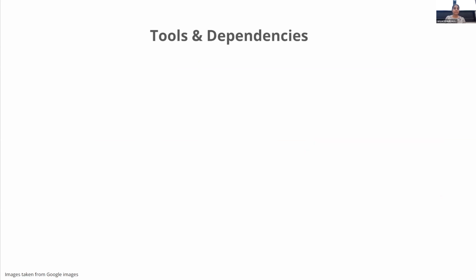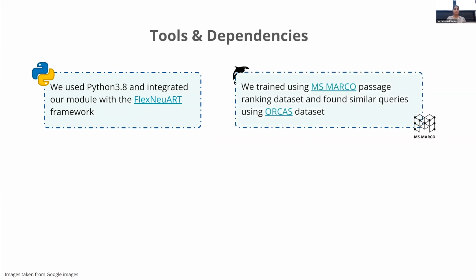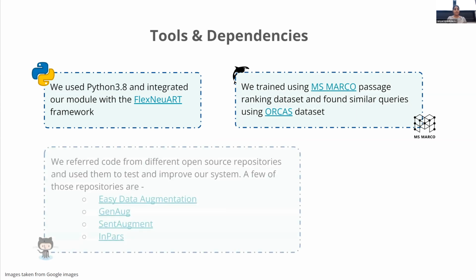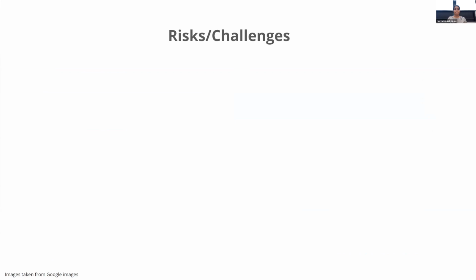Next, the tools and dependencies that we have used for our module: we have used Python 3.8 for our development, and we have integrated everything into the FlexNeuART framework. We have used the MS MARCO and ORCAS datasets as explained before. We have also referred to code from this list of GitHub repositories for the different augmentation modules that were explained before. And we have used the NLTK toolkit for the synonym and hypernym word replacement techniques in our rule-based augmentation.